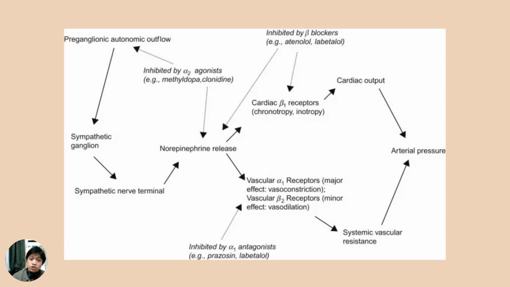So when you provide beta blockers, you decrease cardiac output and therefore decrease arterial pressure. When you provide alpha 1 blockers, you prevent vasoconstriction and therefore decrease systemic vascular resistance and arterial pressure. When you provide beta 2 agonists, which cause skeletal muscle vasodilation, you decrease vascular resistance and increase arterial pressure. So next, when you agonize alpha 2, you decrease the release of norepinephrine and therefore you decrease both cardiac output and systemic vascular resistance.